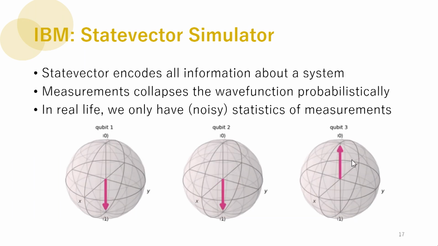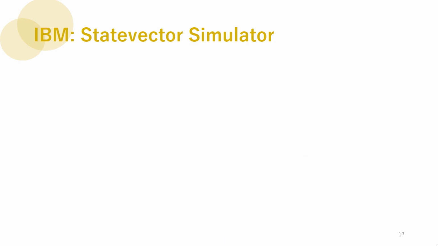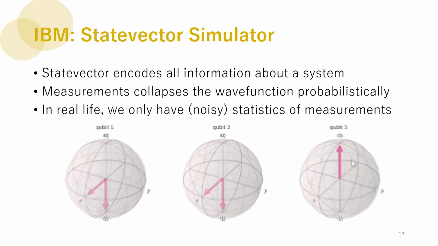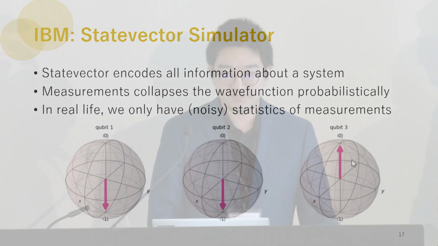And when a measurement is applied, you can see each state vector collapses to either up or down. In this case, it happened to collapse to down, down, up, but it could have been equally likely to go to, for example, down, up, down, up, etc. When you run a real experiment, you have to run it many times to aggregate these statistics of what kind of up and down you can get.